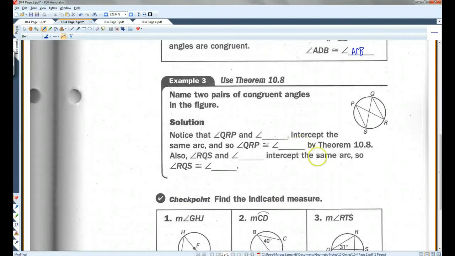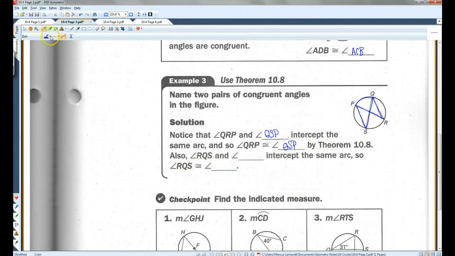Alright. So, name two pairs of congruent angles in the figure. Notice that angle QRP, it's this angle, and QSP intercept the same arc. Hopefully you guys can see that. This angle and this angle both intercept this arc. So, these two angles are congruent by Theorem 10.8.